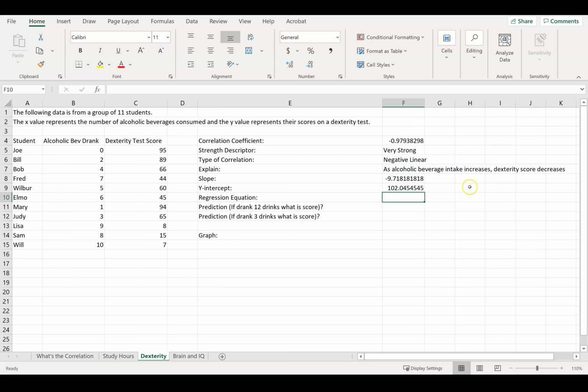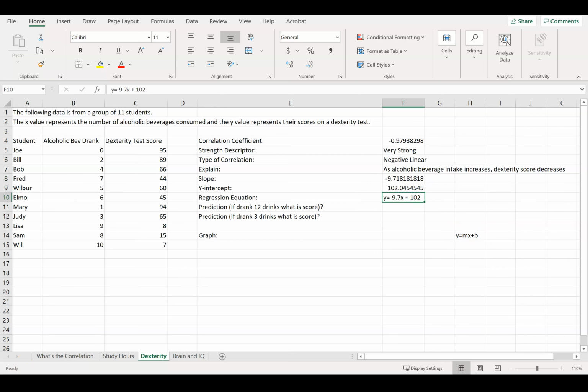Not too difficult. Because the regression equation, remember, is y equals mx plus b, is our format. So y equals our m, so negative 9.7 we'll say. We'll just round it because all of these don't have any decimals. I'll round to the nearest decimal. So I probably should have rounded those off as well. That's okay. X plus 102. Mx plus b. M, x is general, plus b.